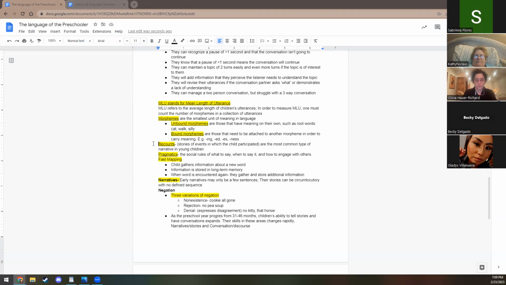And then you have fast mapping. We learned this a few modules ago, or a few weeks ago. It is when a child gathers information about a new word. They store that information into long-term memory, and then when the word is encountered again, they gather and store additional information of the word. And then you have narratives, where early narratives may only be a few sentences.